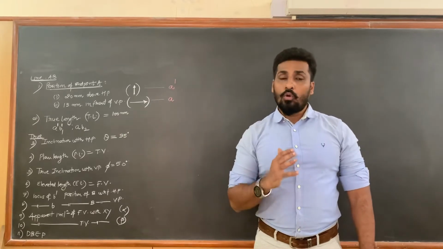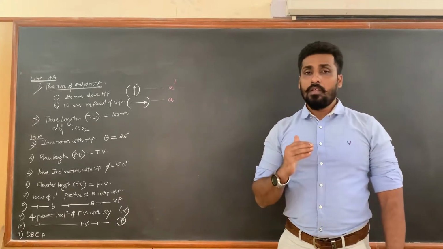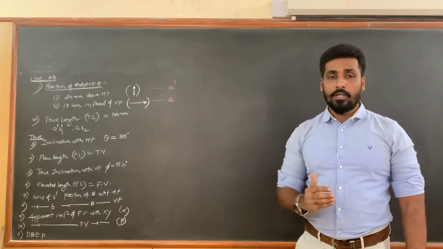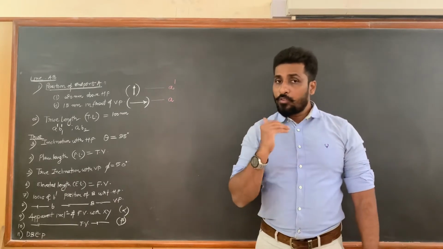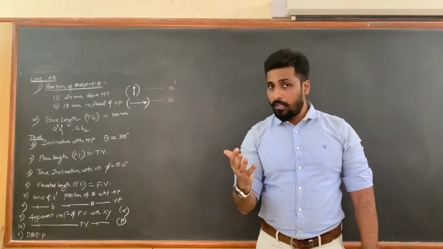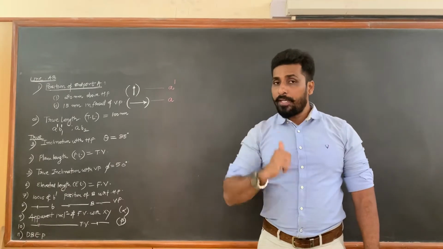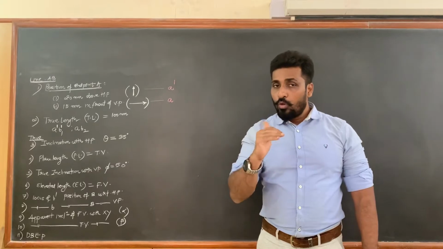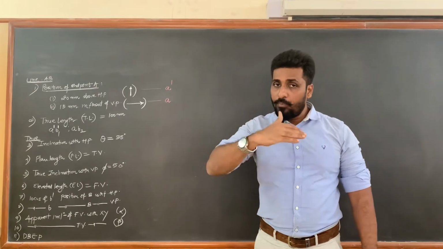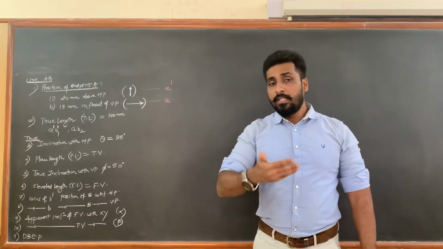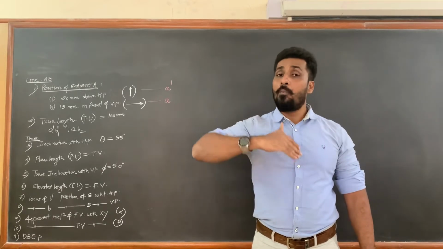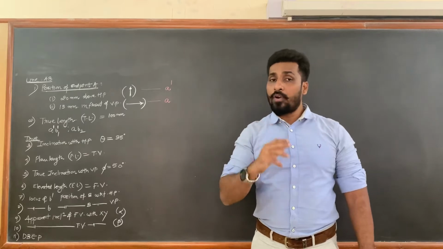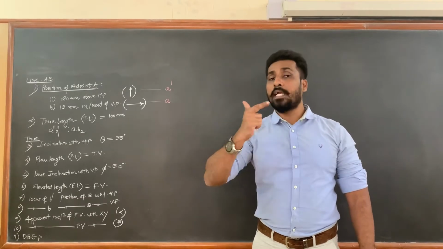Now we all know what a quadrant system is. The first, the second, the third and the fourth quadrant. If a point lies in the first quadrant, then its front view, which falls on the vertical plane, will be above the xy line, and its top view, which falls on the horizontal plane, will be below the xy line. In the second quadrant, both the planes, the HP and the VP, are above the xy line. That's why the front and the top views both will be above the xy line.